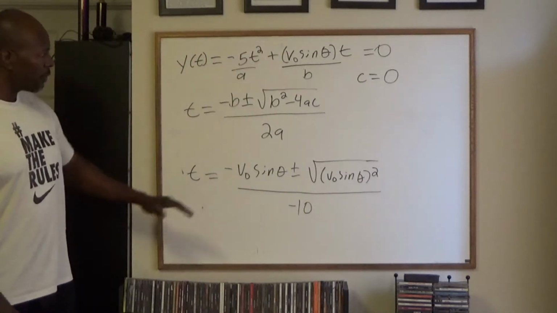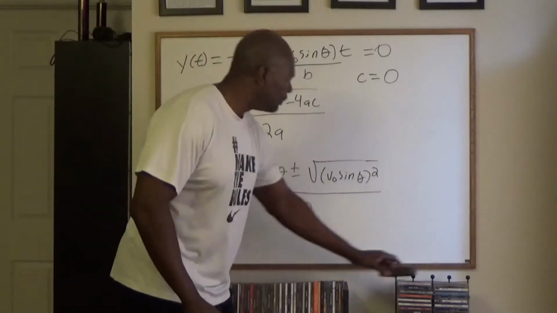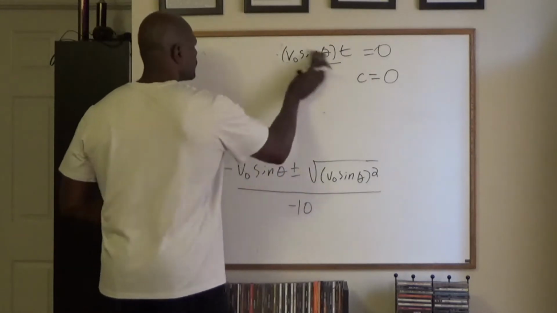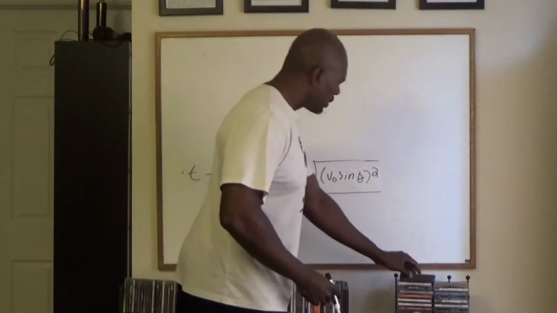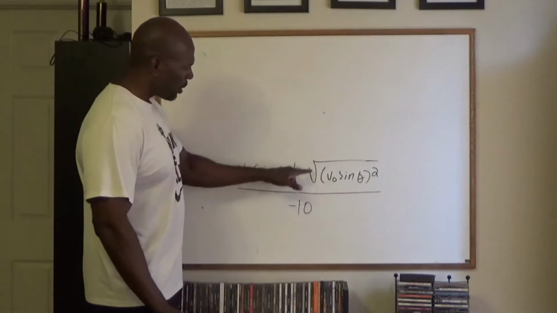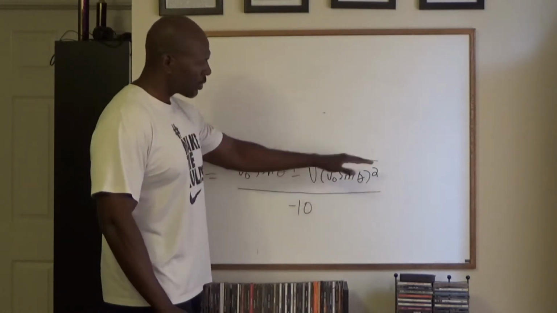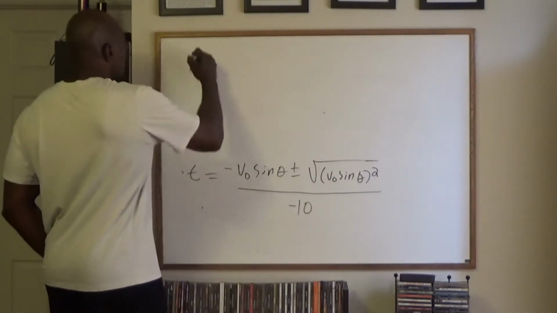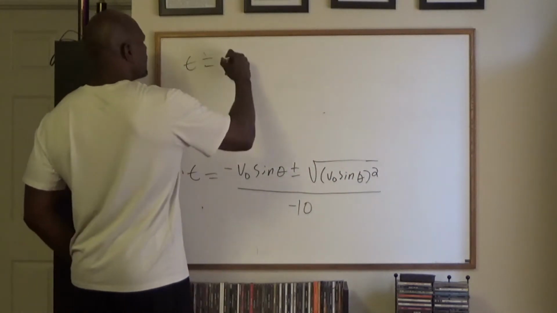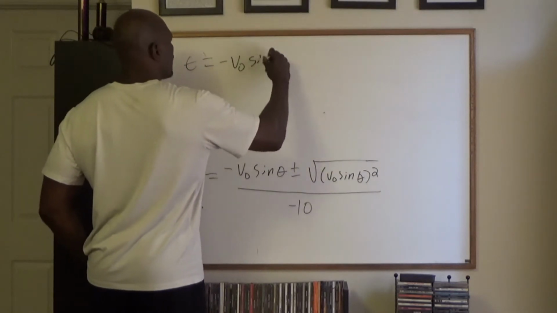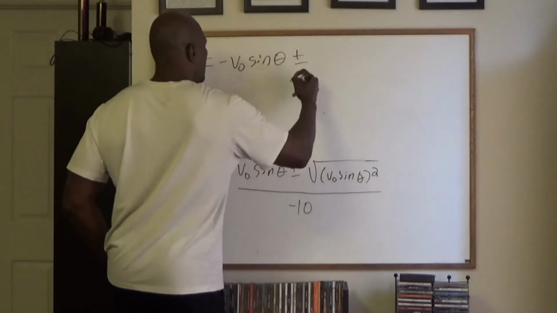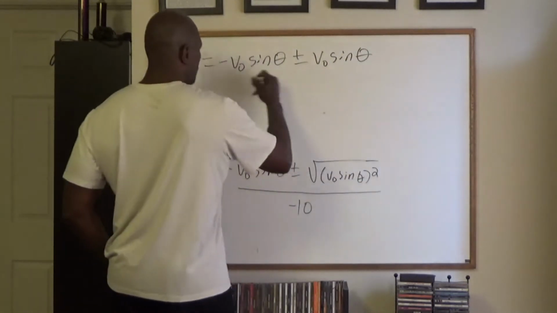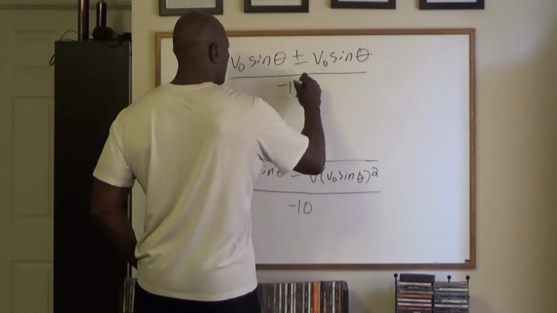So I'm going to go ahead and solve this. Now, you may notice that here I have the square root of V naught sine theta squared. So of course if I take that square root, I'm just going to get V naught sine theta. So I claim that t is negative V naught sine theta plus or minus V naught sine theta, all over negative 10.